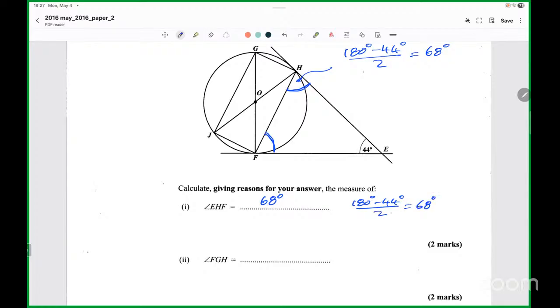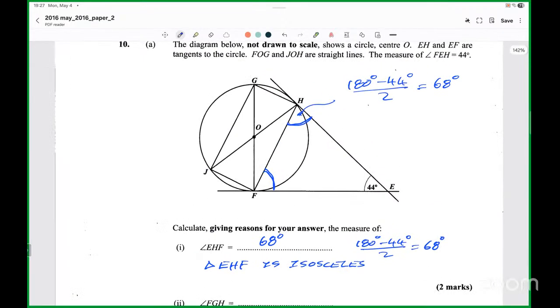And the reason is that the triangle is isosceles, because the two tangents are the same length. So I want to tell them that triangle EHF is isosceles, and in the triangle, the total angle is 180 degrees. That's the premise. Then I want angle FGH. That's the angle up here.